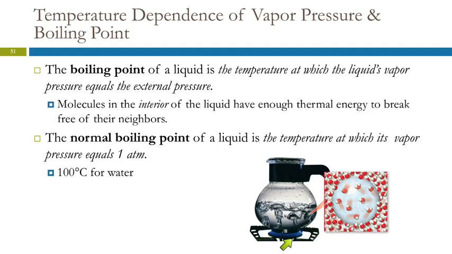The reason you see them forming mostly on the bottom in a situation like this with a coffee pot is because the source of the heat is at the bottom, and so that's where it's the hottest. That's where it's 100, and up here it's actually a little cooler. That's why we're not seeing bubbles forming everywhere.